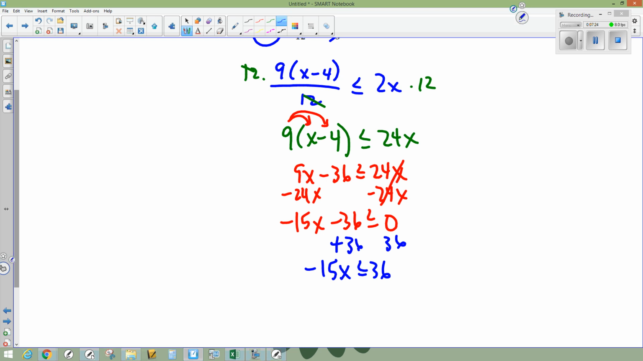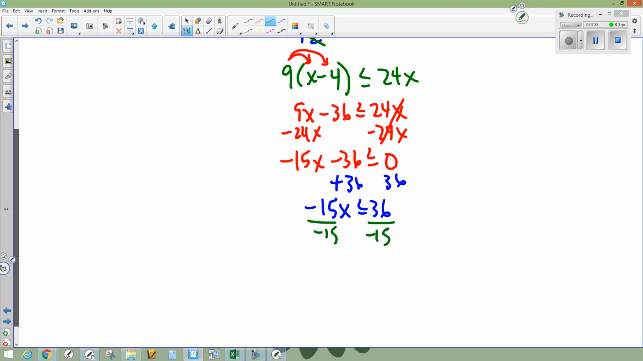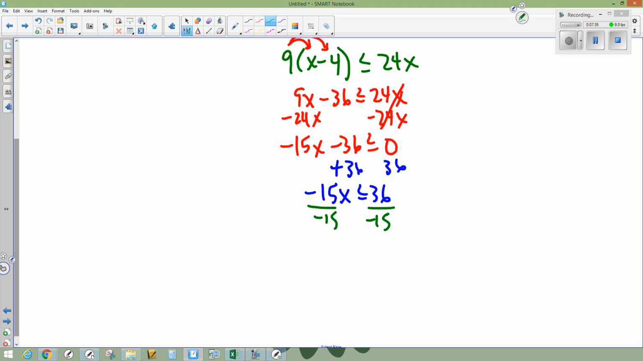And the last step in a lot of steps is I'm going to divide by negative 15. So remember, just like we did on the problem before, when we divide in an inequality by a negative, we have to flip the sign. So this ends up giving us x is greater than or equal to negative 12/5, or negative 2.4. One of those two would work fine for us. Okay, and this is our answer for our inequality.